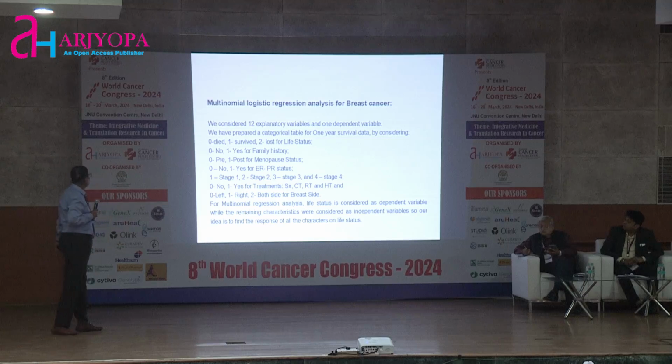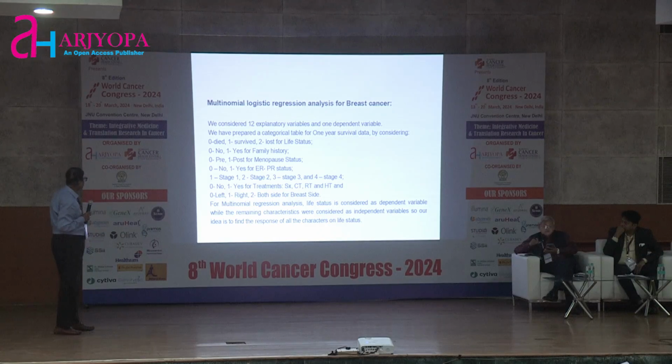Now, what I have done is take 12 explanatory variables and 1 dependent variable. The outcome is coded 0 died, 1 survived, 2 lost. Then family history: 0 no, 1 yes. Menopause: 0 pre, 1 post. ER/PR: if no, 0; if yes, 1. Similarly, stage 1, 2, 3, 4. Then what type of treatment we have given: surgery, chemotherapy, radiotherapy or hormone therapy. Then which side the breast cancer is on, 0 left or right. All these observations I have taken, and after taking them, I have fitted a model.